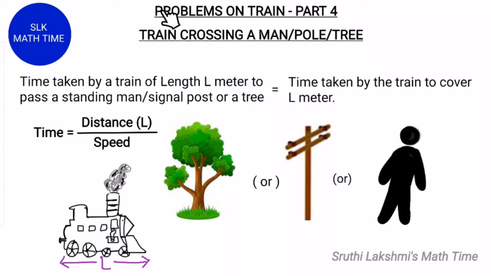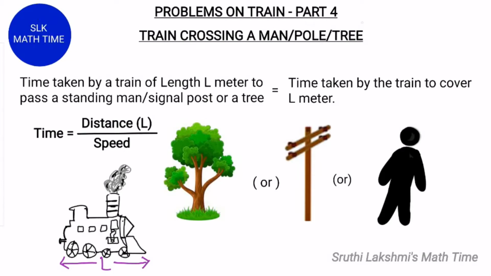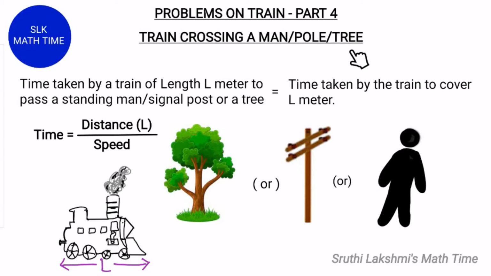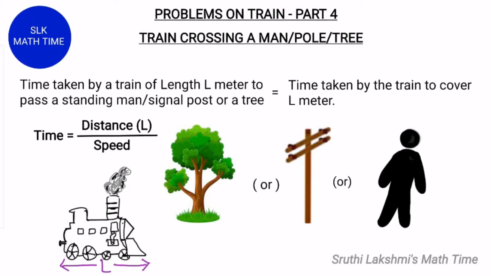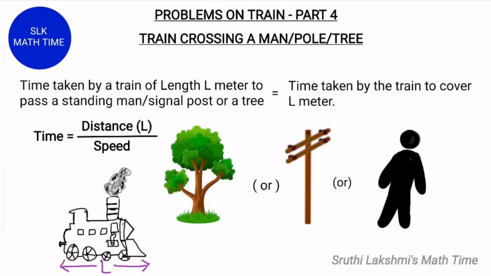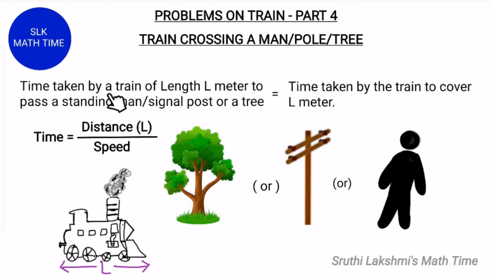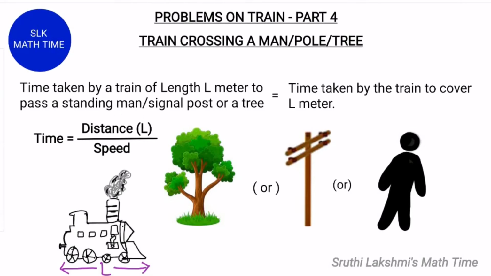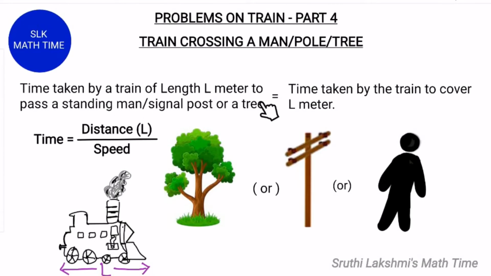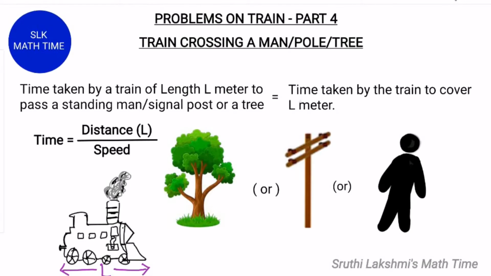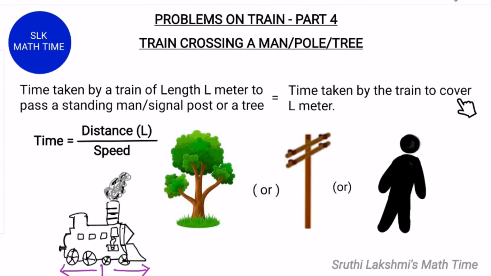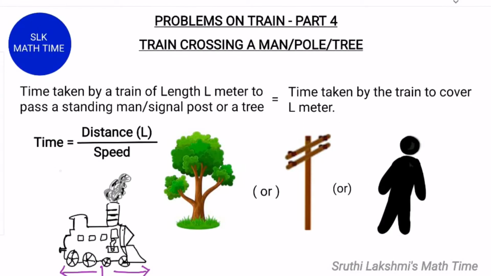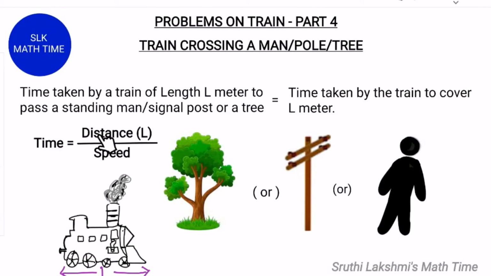Today we are going to see Problems on Trains Part 4. We are going to focus on a train crossing a man, pole or tree. These are point objects. The time taken by a train of length L meters to pass a standing man, tree or pole is basically the time taken by the train to cover its own length. Time is nothing but distance divided by speed.